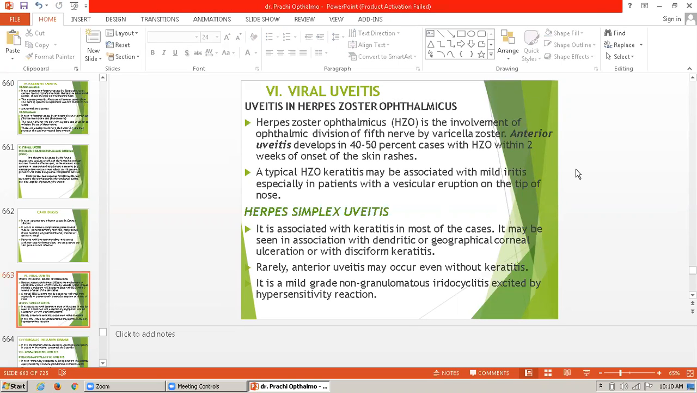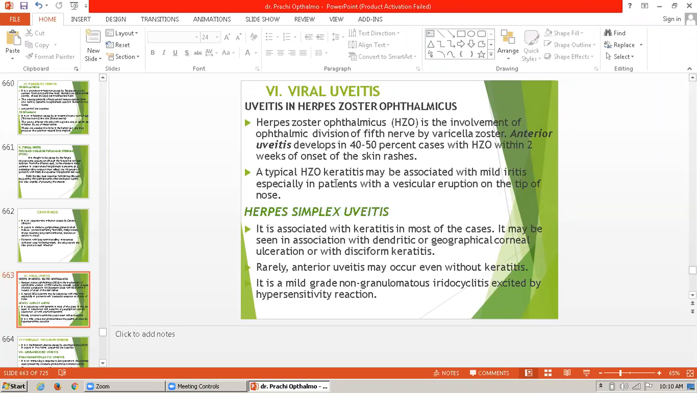So, herpes zoster ophthalmicus is the involvement of the ophthalmic division of the fifth nerve by the varicella zoster virus. So, it is called a viral uveitis. In that, anterior uveitis develops in 40 to 50% of cases with herpes zoster ophthalmicus within 2 weeks of the onset of the skin rashes. So, when there are skin rashes, within 2 weeks of these rashes, in 50% of cases anterior uveitis develops.